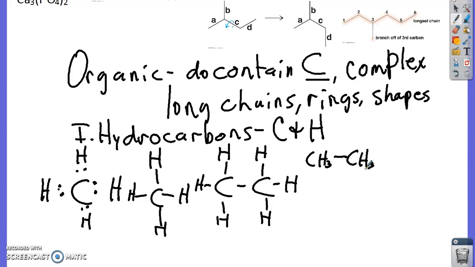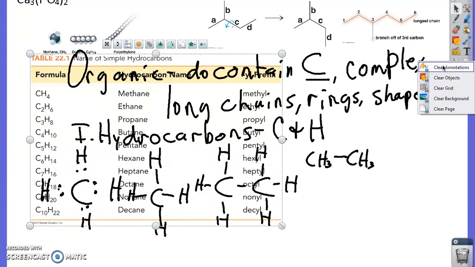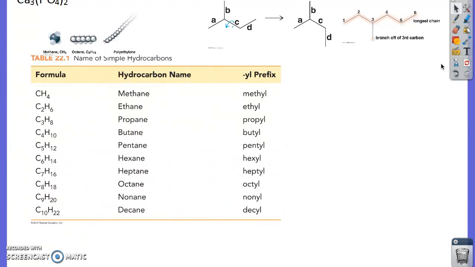All right, if we bring down the chart here. There are the letters. If you look at this, you've got 1 carbon with 4 hydrogens. That's called methane. If it has 2 carbons, it's called ethane. 3 is propane. You've heard of that, bottled propane gas. Butane.